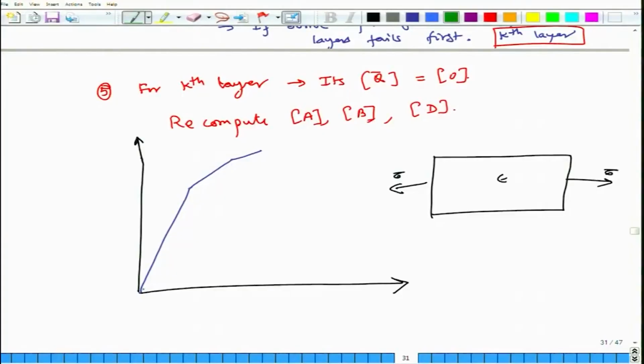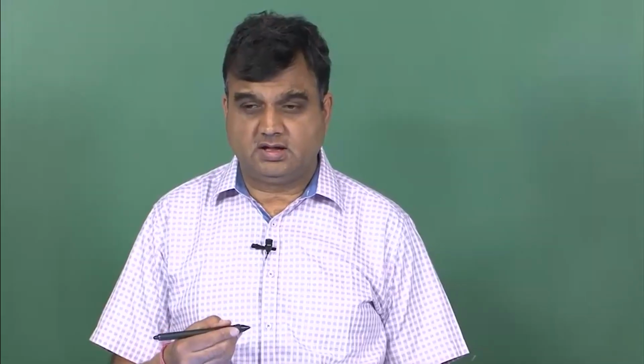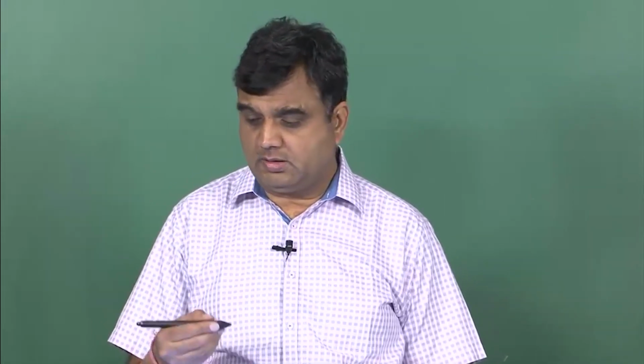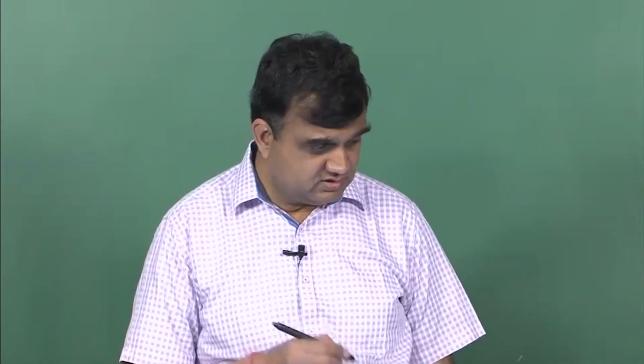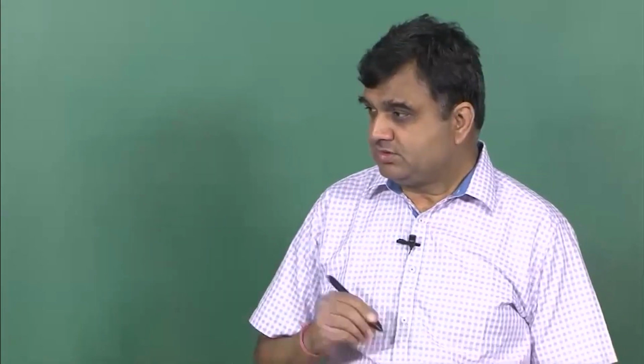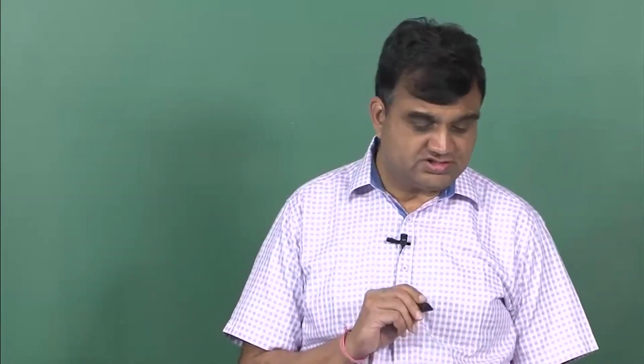In reality, the curve is something like this, but the blue line will give you a very good idea as to how layers are going to fail in a series of progressions. So, this is the basics of progressive failure, layer by layer failure in a composite laminate. So, this is what I wanted to talk about, at least in context of failure.